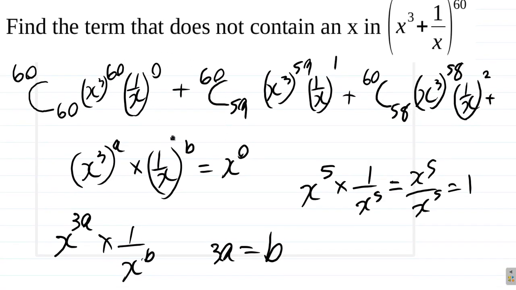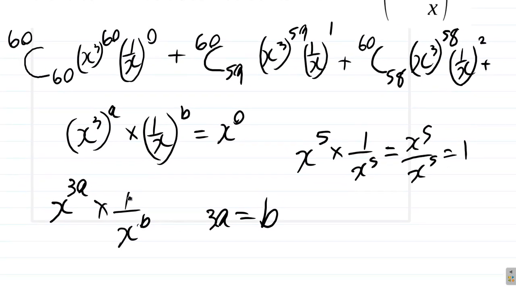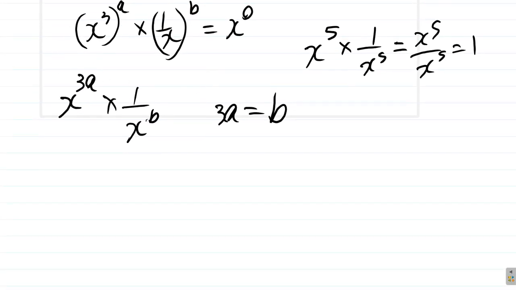Remember the powers, right? Here, the power of x cubed and the power of 1 over x always add up to 60. So we can use this one. We're going to say this power plus this power add up to 60. Right? So a and b always add to 60. So a plus b is equal to 60.